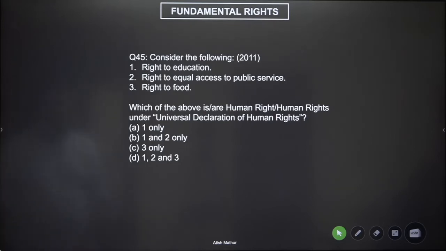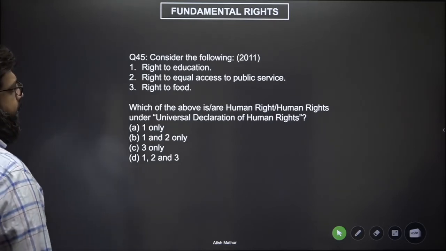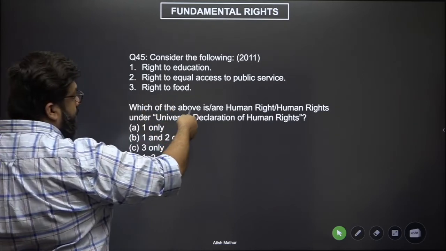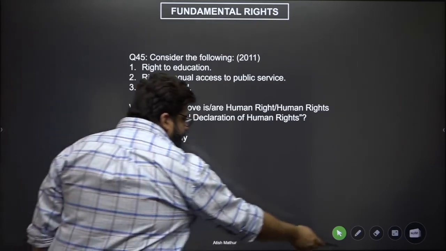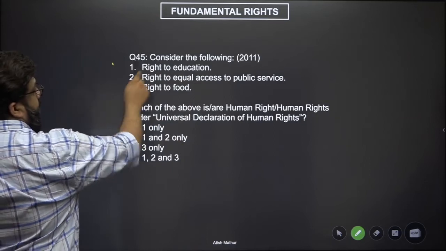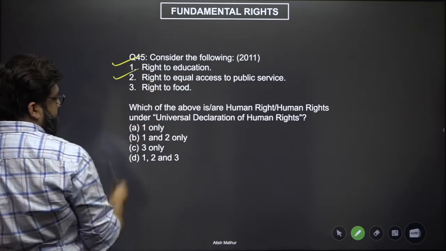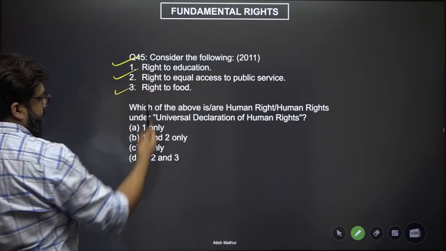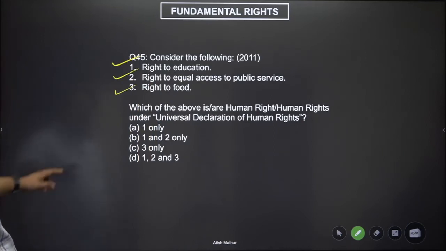Again, does it sound like a reasonable human right? Now this is universal, this is a UN document. Does the UN talk about education? Of course it should. Equal access to public service? Of course it should. And right to food? Of course it should. See if you can eliminate one.